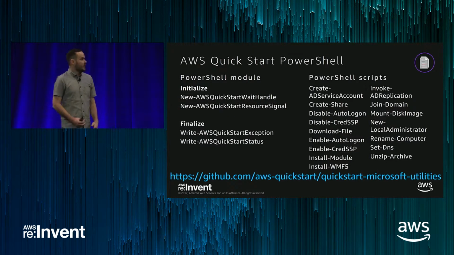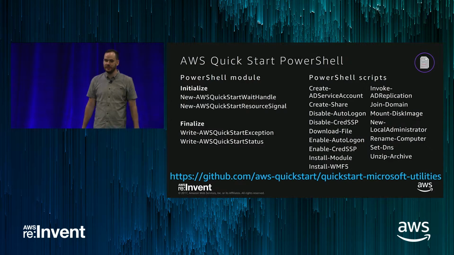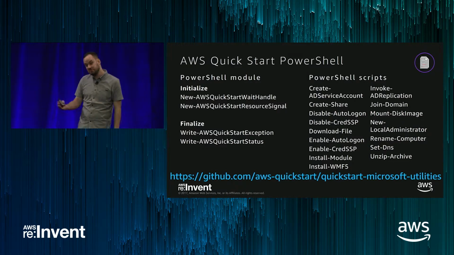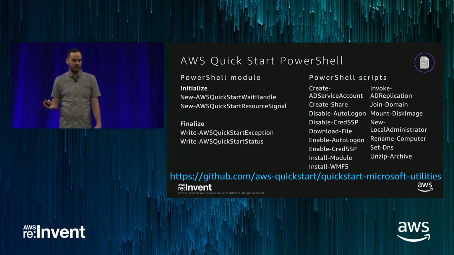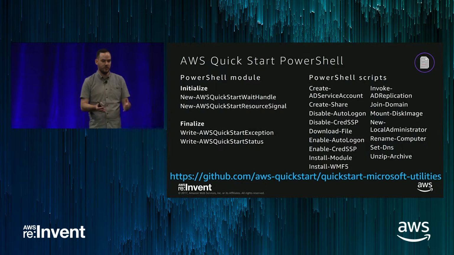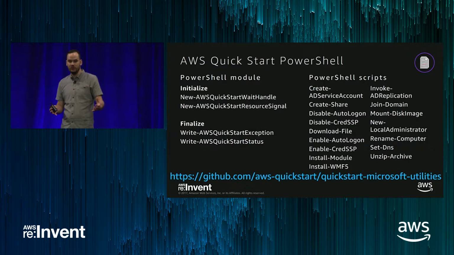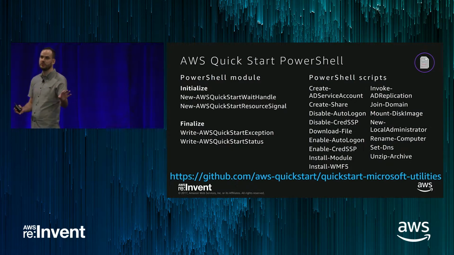So as part of the AWS Quick Starts, we found ourselves performing a lot of common operations across Windows architectures and even Linux architectures. So on your left-hand side, you can see how we handle a lot of the signaling that happens in the CloudFormation stack. So we created a module, and we have a few commandlets on there. We have some initialization commandlets that handle wait handles and resource signals and save them in the Windows registry.